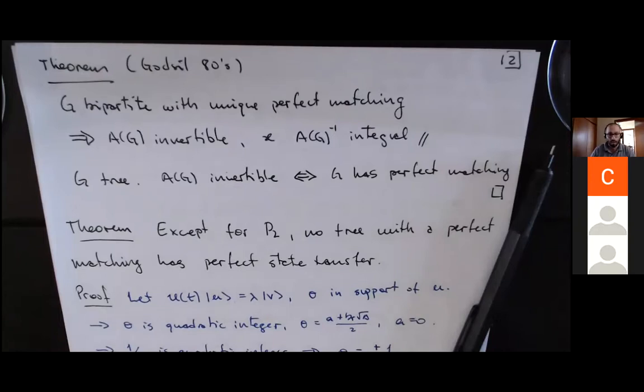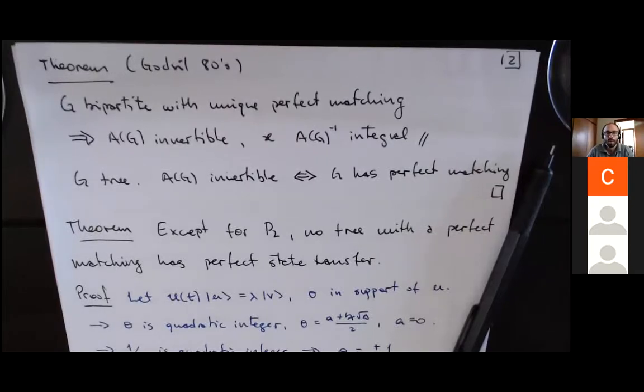Okay, now, there is this result due to Chris from the 80s, a very nice paper called Invertible Trees, I think, which says that if G is bipartite and has a unique perfect matching, then the adjacency matrix is invertible and its inverse is an integral matrix. Okay, so the condition here is very special: that G has a unique perfect matching.